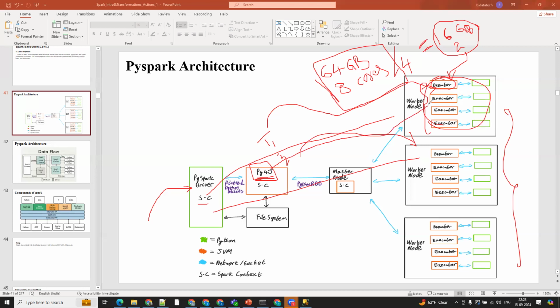Task 2 can be handed out to this executor. Task 3 will be handed out to this one. Task 4 can be handed out to this one, depending on whether they are free or busy. Who will decide that? Your task manager is there, right? The task manager will decide whether to hand over all these tasks to a single worker node or multiple worker nodes. If this executor is busy, then the 4th task will be handed out to this one or this one.